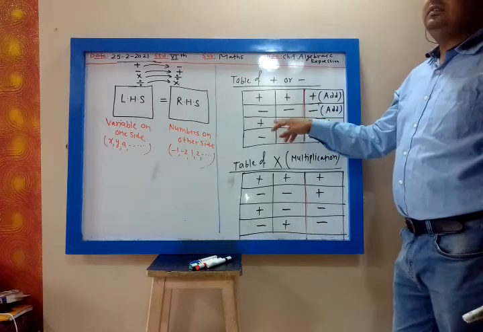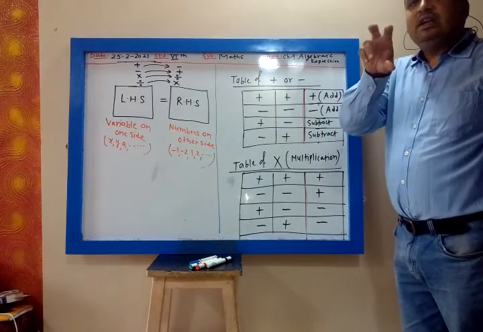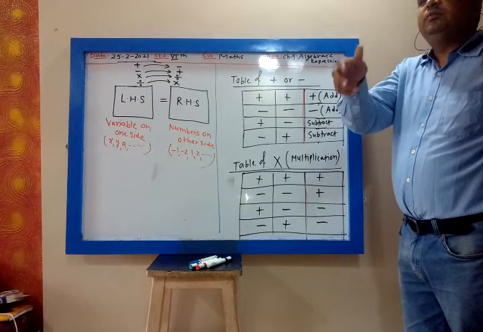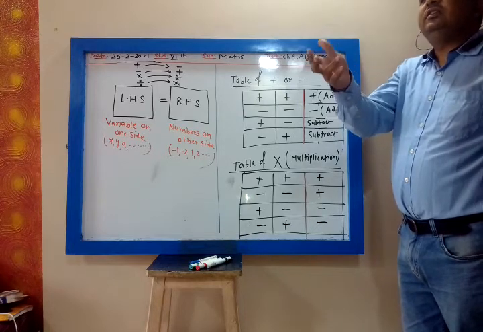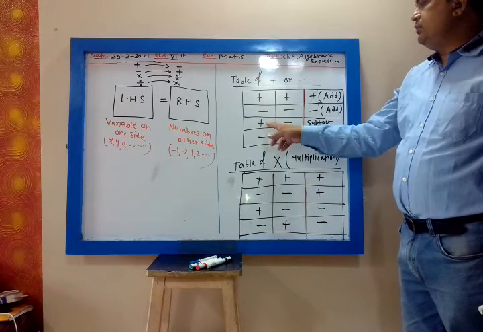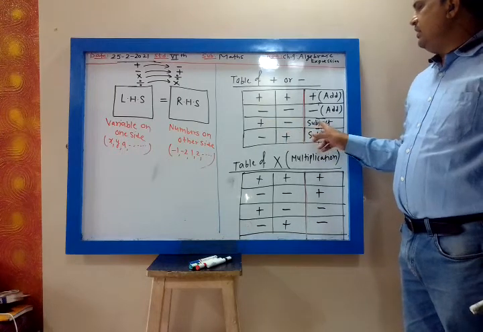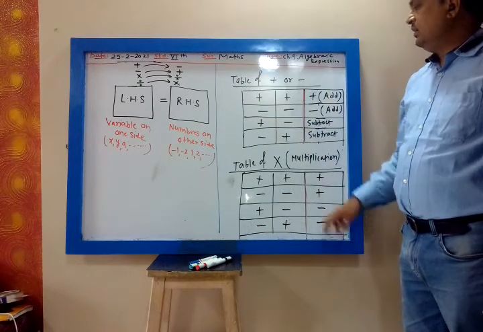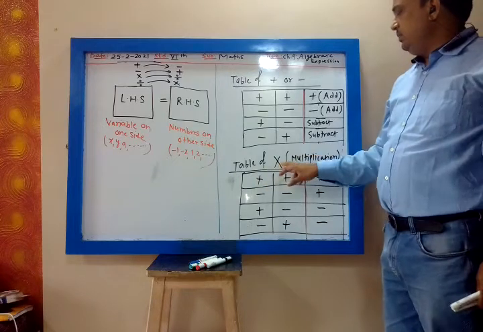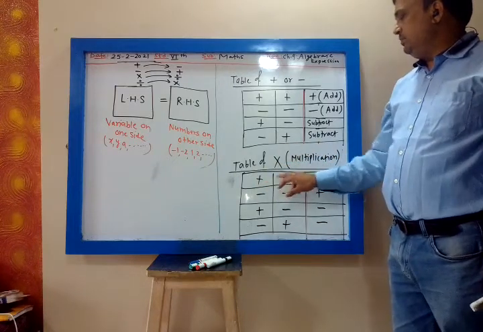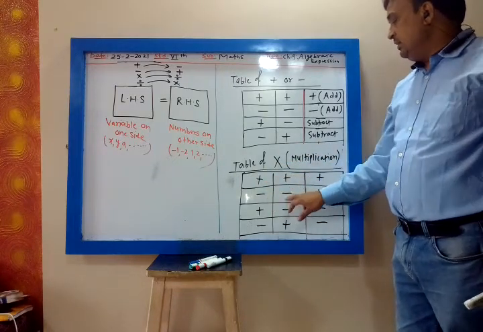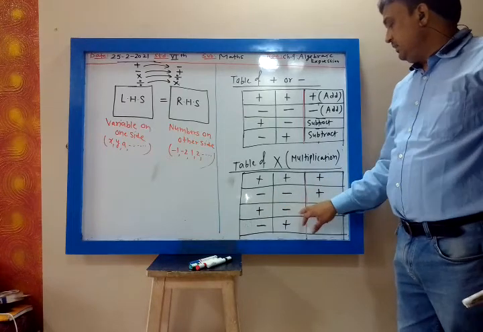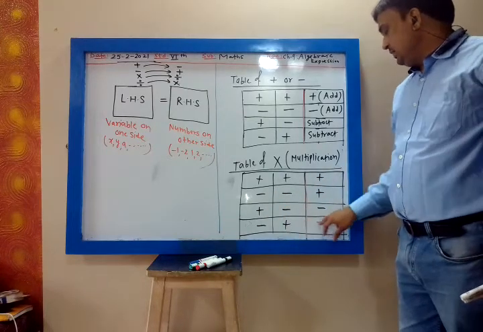What is the motto of this table? Whenever they have the same sign, you have to add the numbers and take the common sign. Whenever they have opposite signs, you have to subtract the numbers and take the sign of the bigger number. Then comes the table of multiplication. In multiplication, plus into minus becomes minus, minus into plus becomes minus.